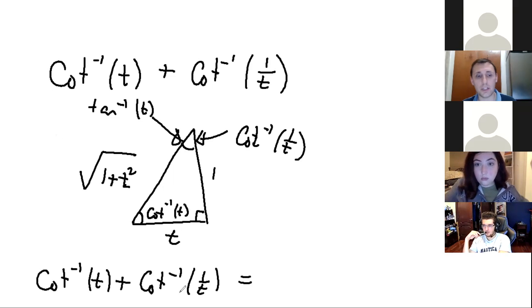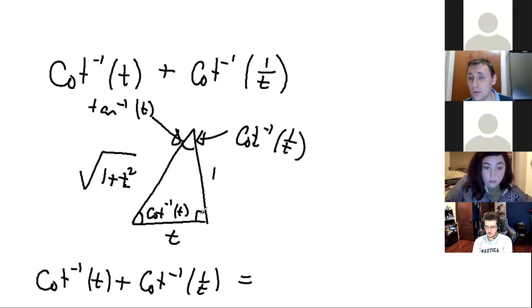So what is cotangent inverse of T plus cotangent inverse of 1 over T? It's equal to? Yes, James, you are absolutely correct. That's a good observation. But in particular, what does it equal to? Because what do the angles add up to? There is one angle we know. This angle is pi over 2, right? We think of it in radians. This is pi over 2.